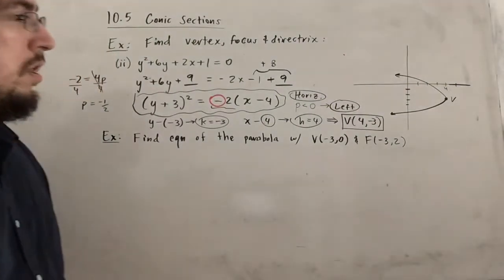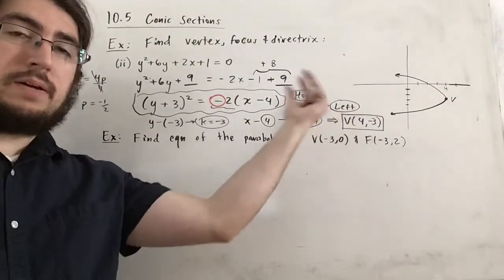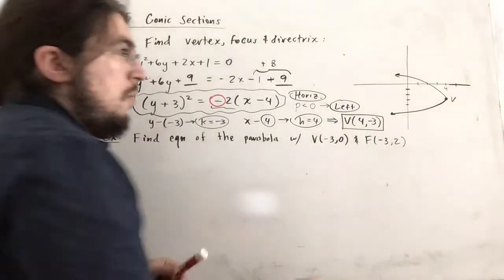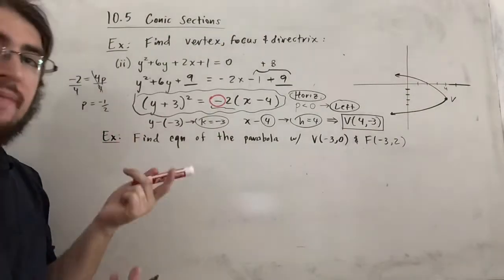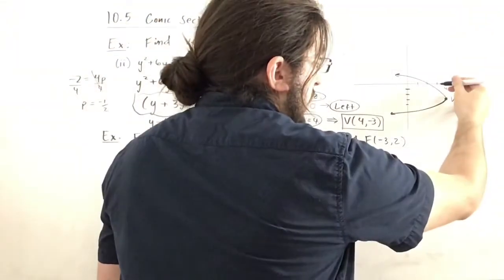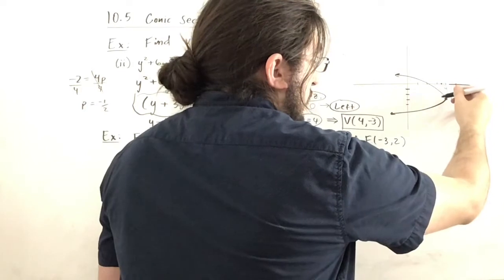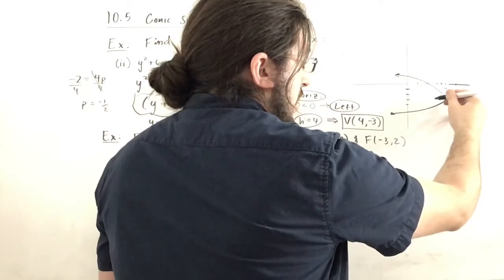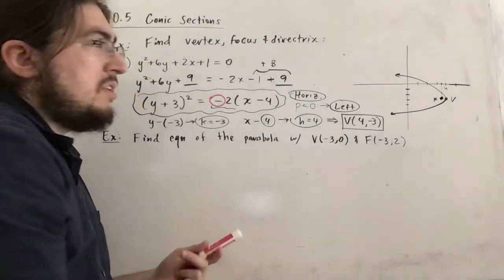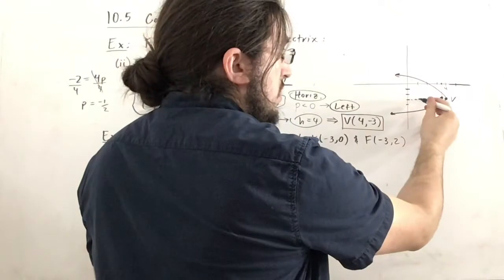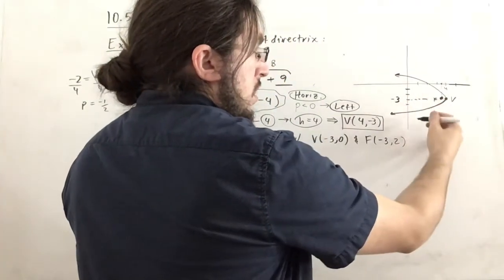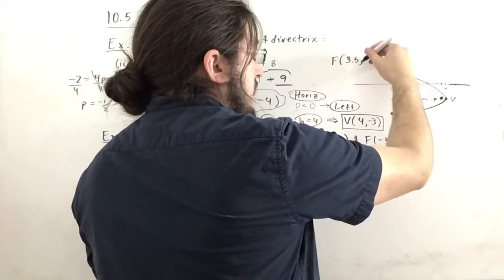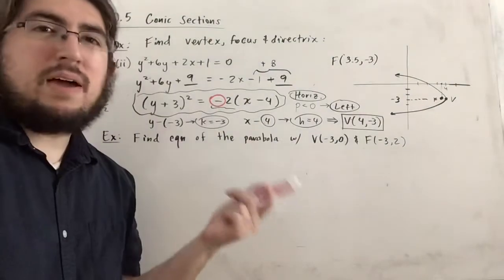So now what? Well, now we're going to travel in the direction of the opening of the parabola, a distance of 1/2, because the absolute value of negative 1/2 is 1/2. So if you travel 1/2 in this direction, you actually land at 3.5. So this point right here, very close to V, is the focus. So the x value is 3.5, but notice the y value is still negative 3. So from this, we get that the focus is the point (3.5, -3).